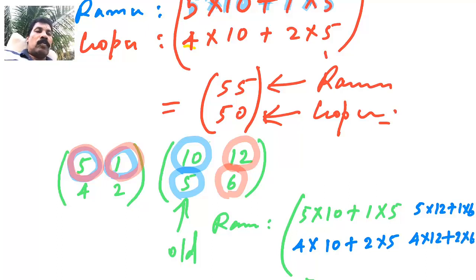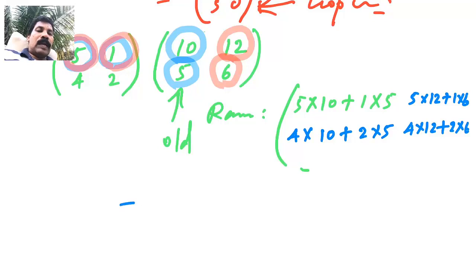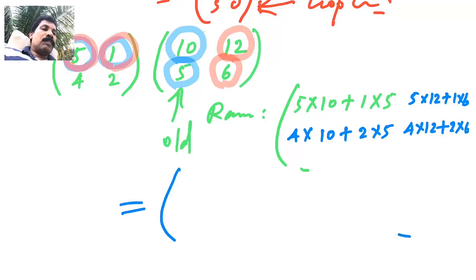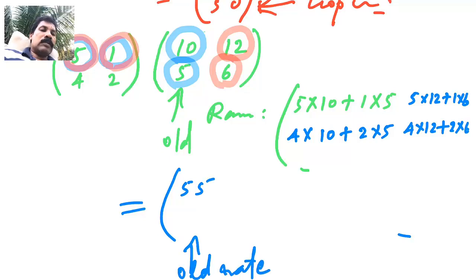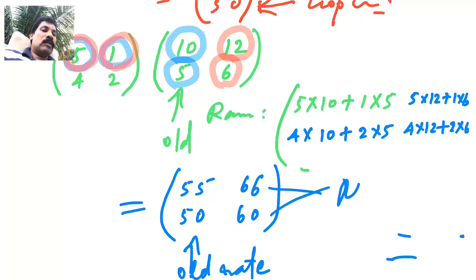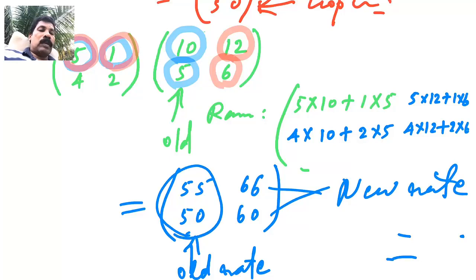That's all. So we can simplify: 5 into 10 plus 1 into 5 is 55, for the old rate. And then 4 into 10 plus 2 into 5 is 50. And for the new rate, 5 into 12 is 60, plus 6, so that is 66, and so on. This way we get the new rate bills and the old rate bills.